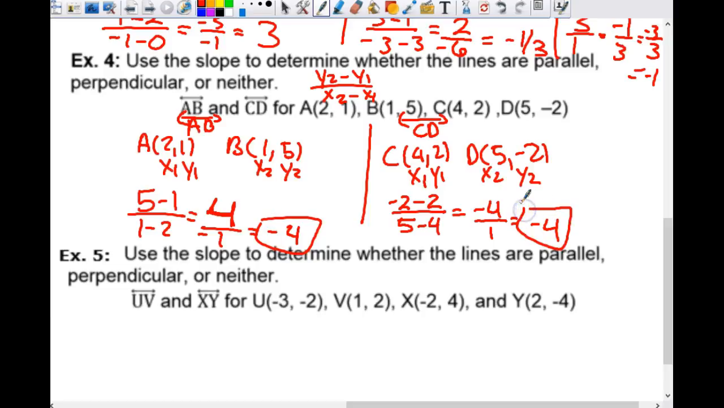Okay, you guys want to do another example? Are you guys good? Okay, take out your homework. By the way, the answer to this one is going to be neither. Oh, Blake's already got it.